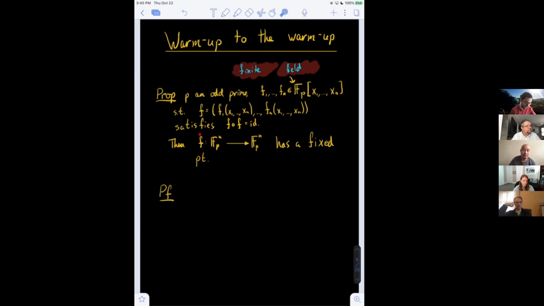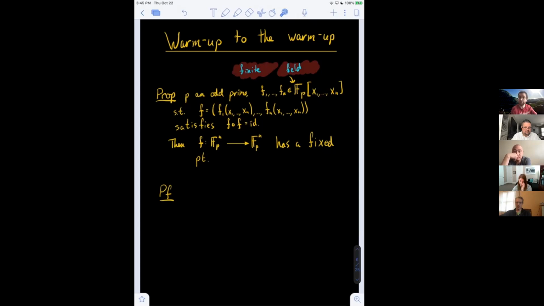So then you get a map that you can view now not as a map from Cn to Cn, but as a map from Fp to the n to Fp to the n. So given an n-tuple of elements of Fp, you can just plug them into your polynomials, right? And you get another n-tuple of elements of this finite field.